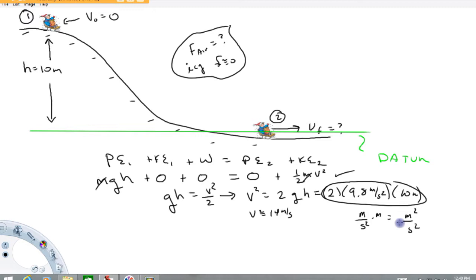So what this means, in a, I shouldn't say perfect world, but in a world where air drag is negligible or close to zero and an extremely icy surface, so that frictional forces along here would be approximately zero, the child should reach the bottom at about 14 meters per second.